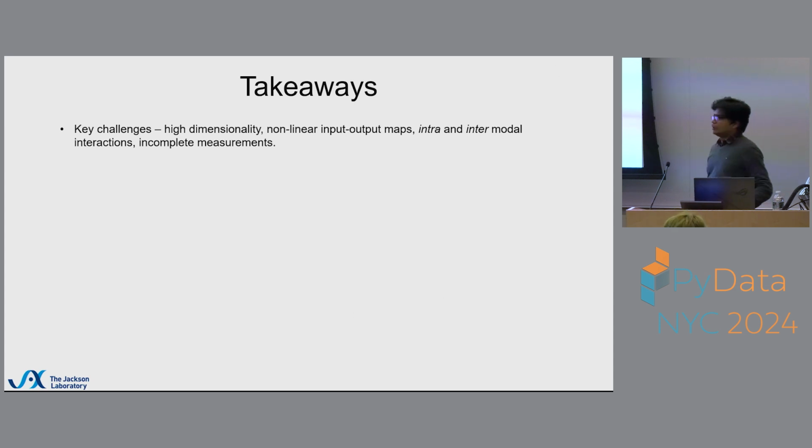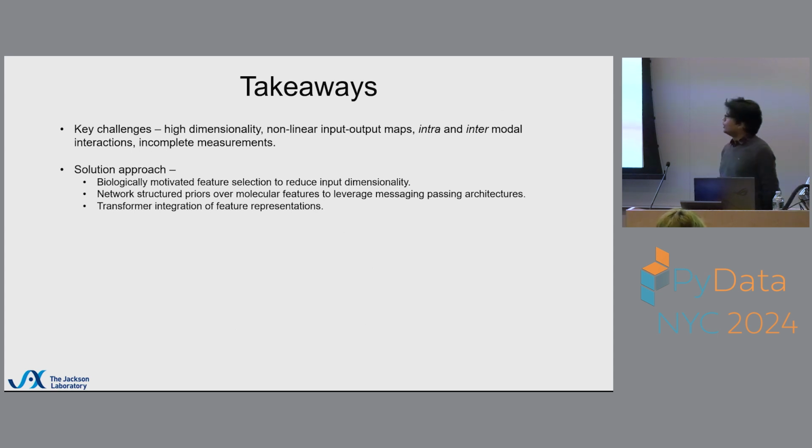Okay, so what happened here? It's a multimodal data fusion problem in ML terms. Again, the computational challenges here are that this is a high-dimensional problem. The input-output map is complex and nonlinear. You have interactive effects that you need to capture, and there's also data missingness problems. So the way we go about the fusion problem is we do a feature selection, which is biologically motivated, not data-driven. It's not a principal component analysis or any other data dimensionality reduction method.